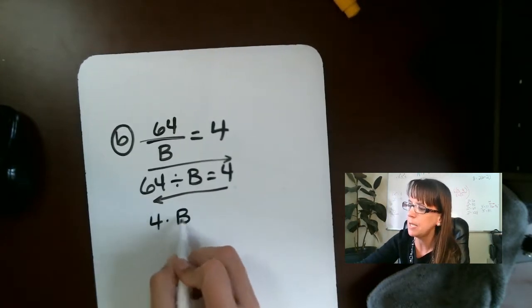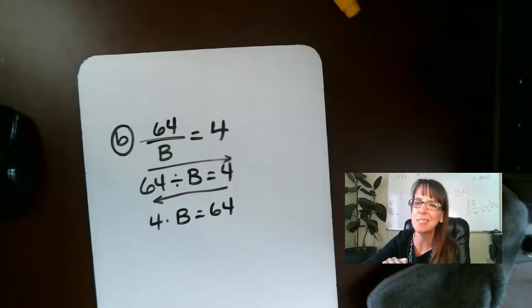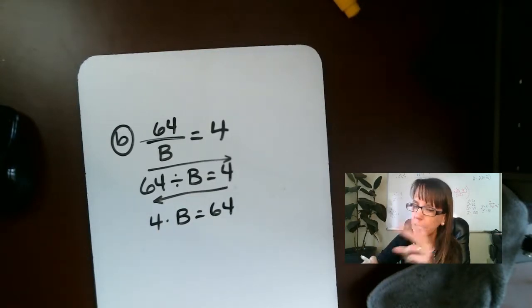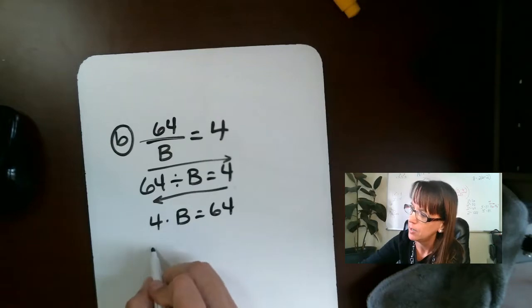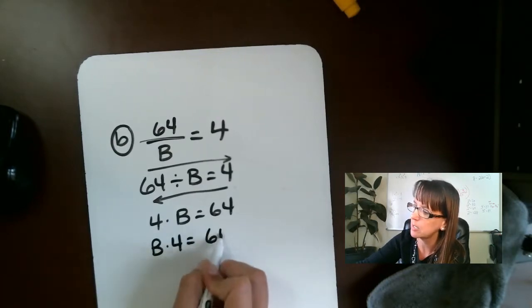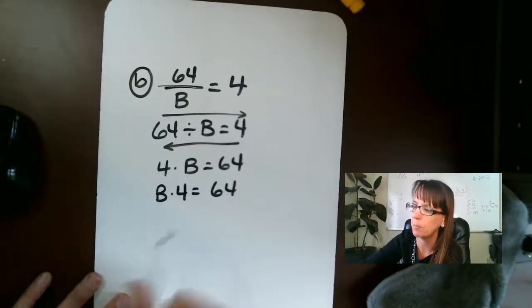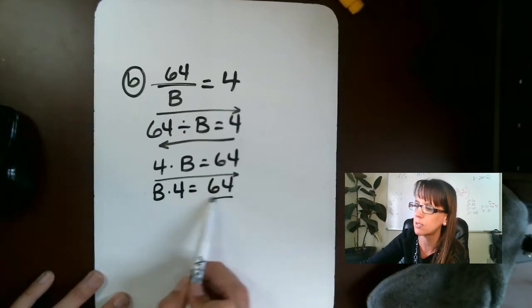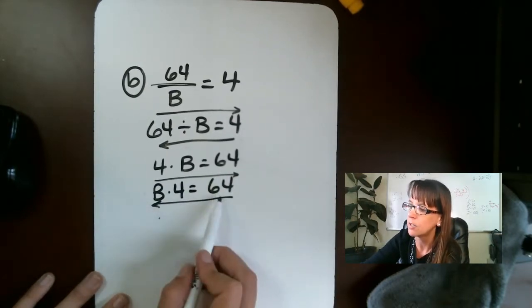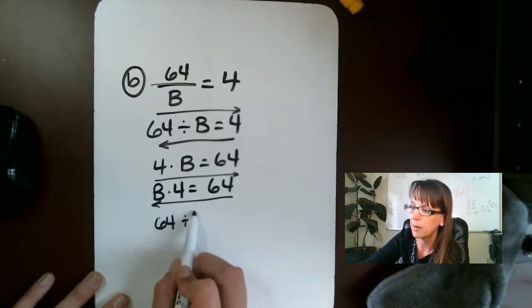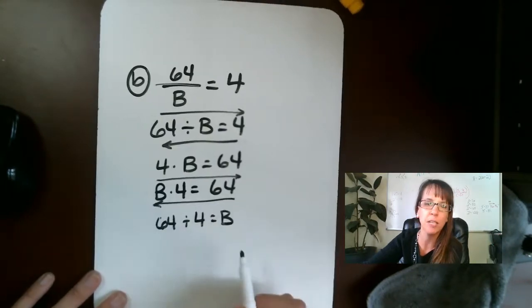4 times b is 64. Well, that's not going to help us, but we know multiplication, we can flip those around. b times 4 equals 64. That's not going to help us either, but if we multiply in this direction, let's divide in that direction. So 64 divided by 4 equals b. There we go. That's what we needed.